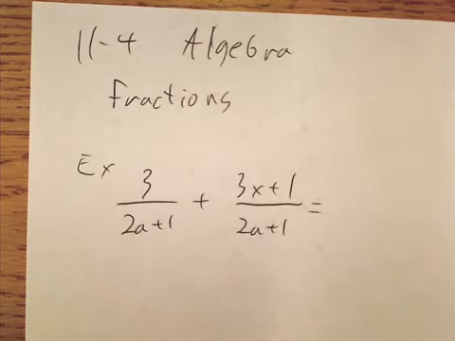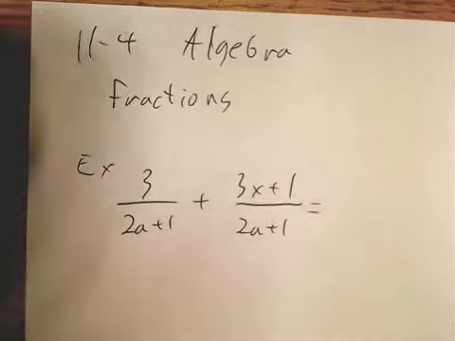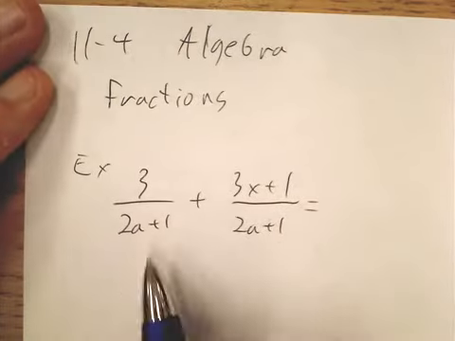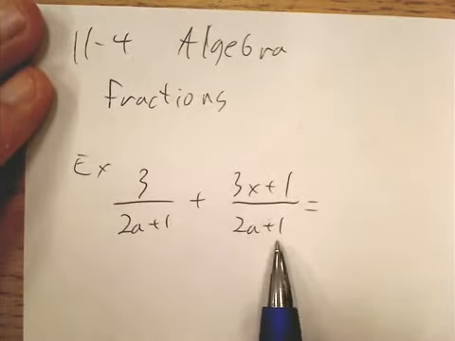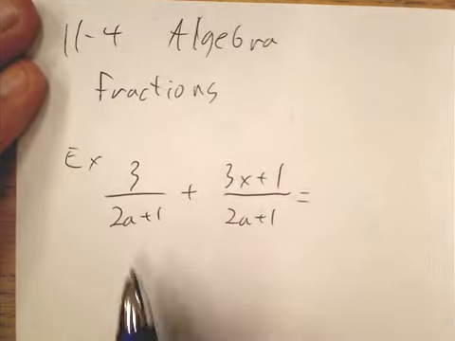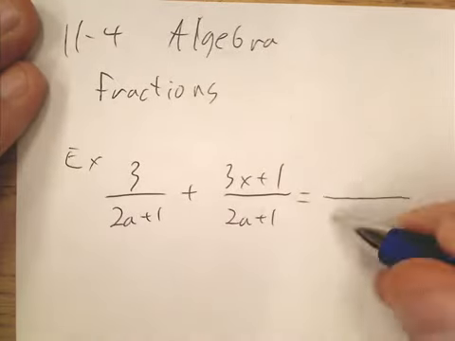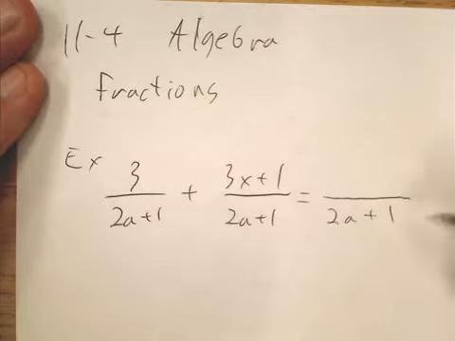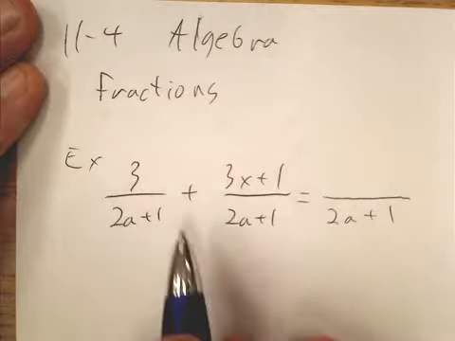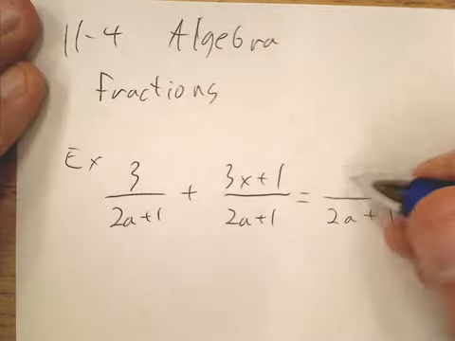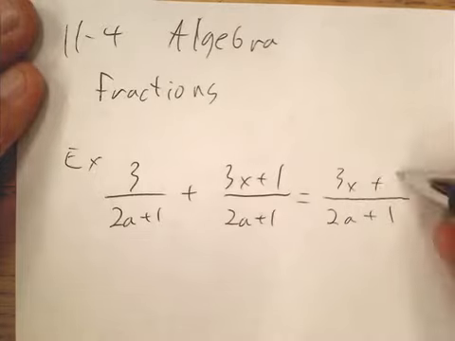Okay, section 11.4, some algebra fractions. Basically, when you have fractions, if you already have a common denominator, just add them up. Okay, so I already have a common denominator. Just copy the denominator, and then add the numerators together. I have 3, let's combine like terms, 3x plus 4.